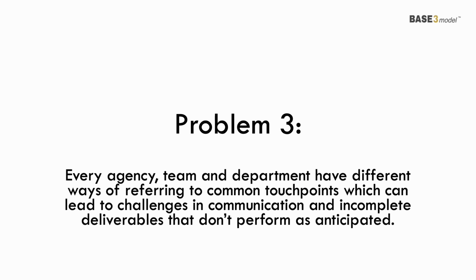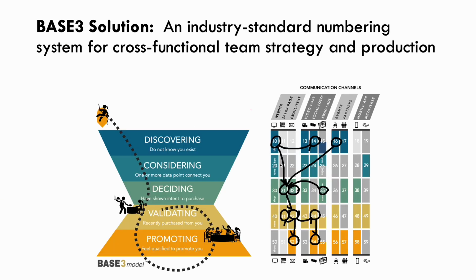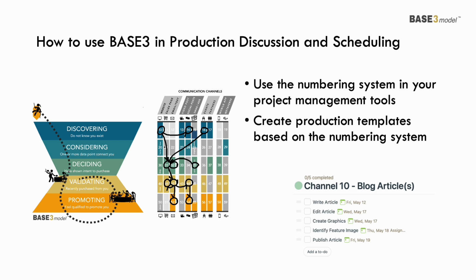Problem number 3. Every agency, team, and department have different ways of referring to common touchpoints, which can lead to challenges in communication and incomplete deliverables that don't perform as anticipated. By using the industry standard numbering system in the BASE3 model, you will have a common language for cross-functional teams to discuss strategy and production. You can use the BASE3 numbering system in your project management tools. You will be able to create production templates based on the numbering system.